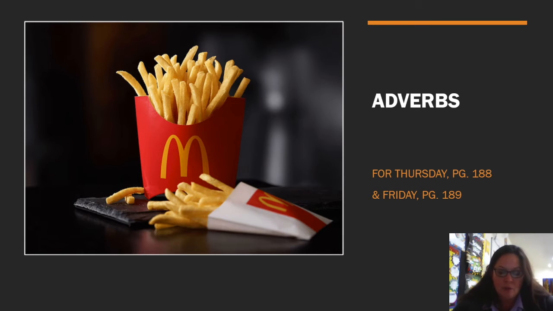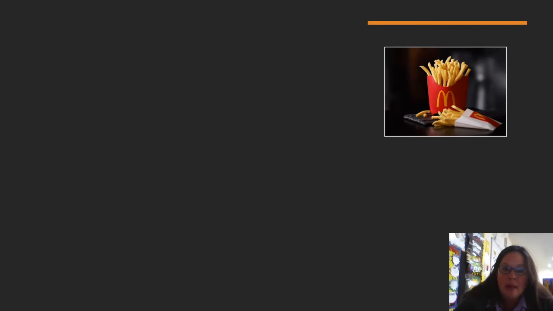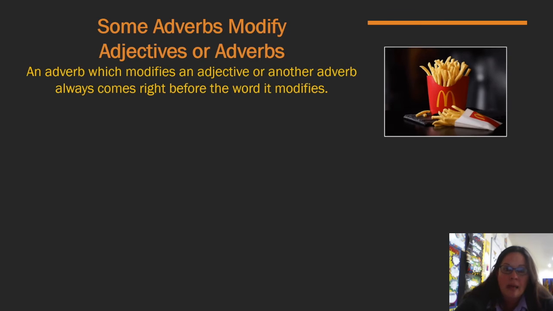This kind of adverb supersizes, or what we say emphasizes, the very next word. So why don't you go on to page 188 in your books where it says some adverbs modify adjectives or adverbs. And let's talk about adverbs modifying adjectives and other adverbs. So just a little trick: an adverb which modifies an adjective or another adverb always comes right before the word it modifies. So let's look at some examples that are not in your book.